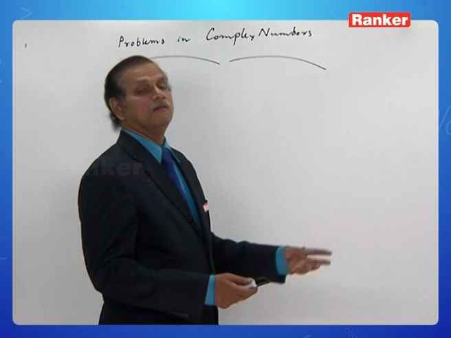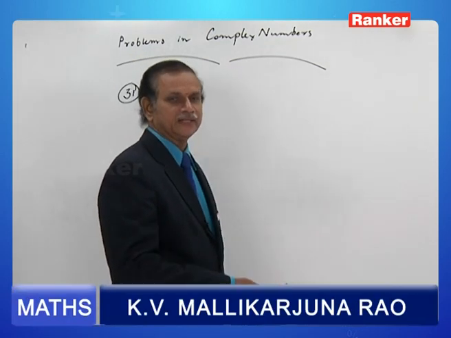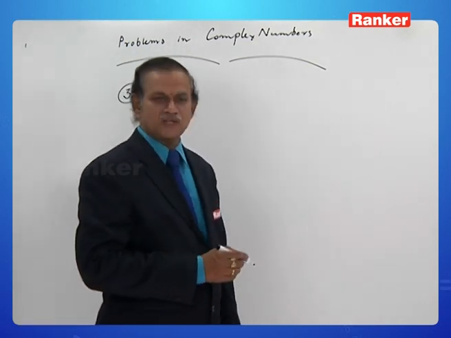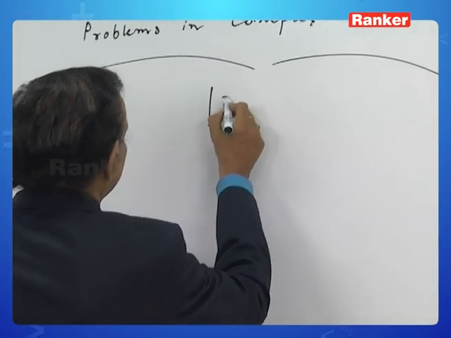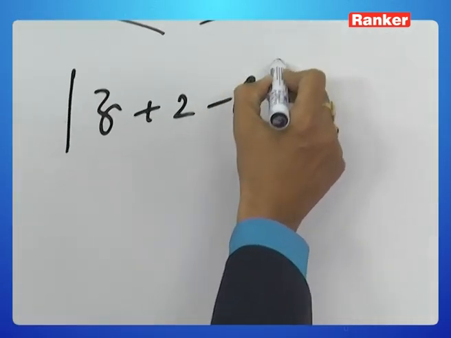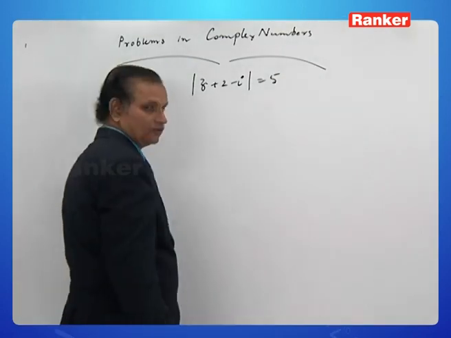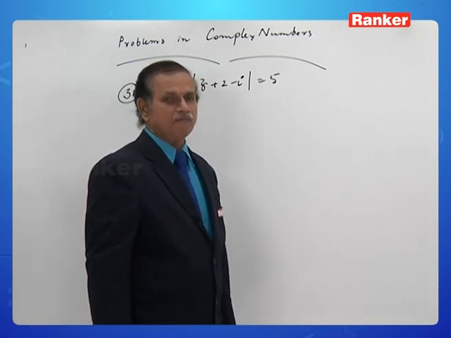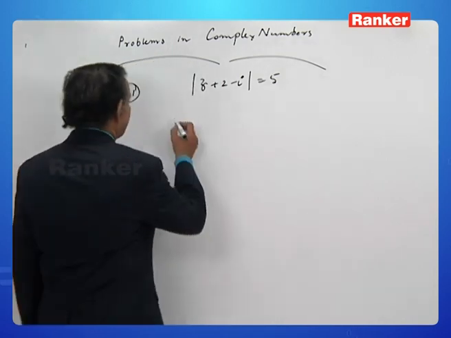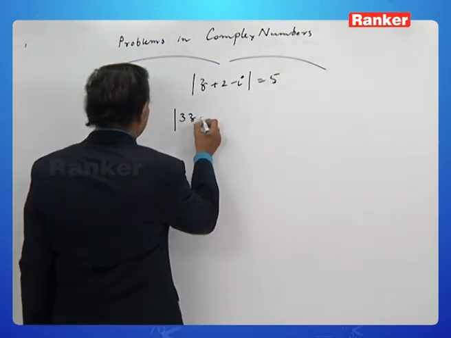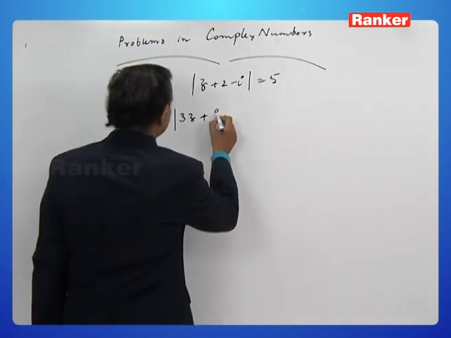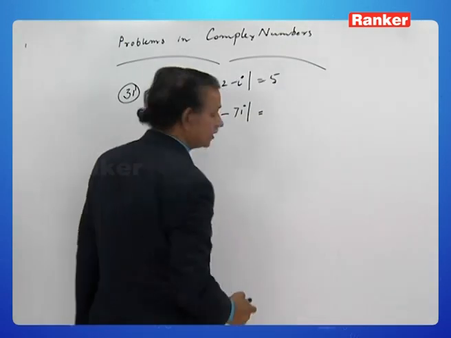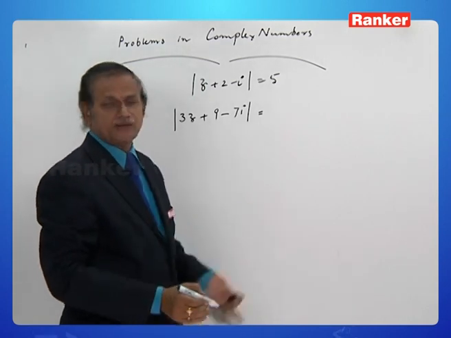Let us try to find the maximum value of 3z plus 9 minus 7i. What is the data? First of all, we may have to notice it. Mod z plus 2 minus i is equal to 5. Okay, what is the complex number whose modulus is required? Modulus of 3z plus 9 minus 7i is equal to. This is, of course, the actual thing required.